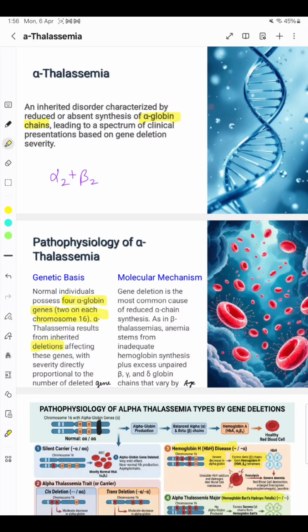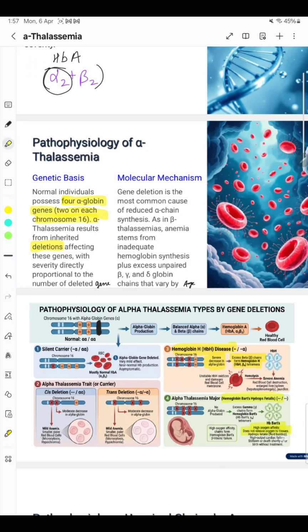Hello everyone, in this video we discuss alpha thalassemia. This is an inherited disorder characterized by a reduced or absent synthesis of alpha globin chains, leading to a spectrum of clinical presentation based on gene deletion severity. Normally, in adult hemoglobin HbA, there are 2 alpha chains and 2 beta chains. In alpha thalassemia, there is absent or reduced synthesis of these alpha chains.